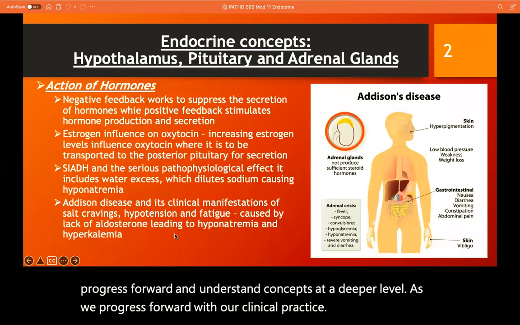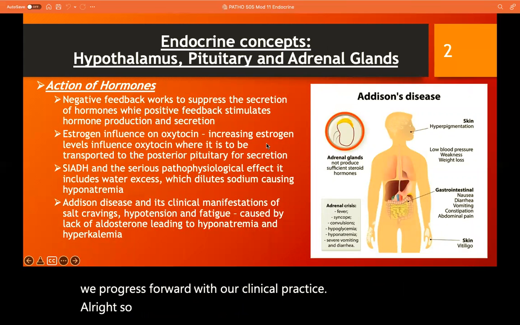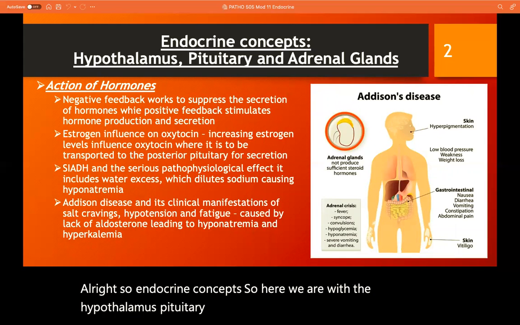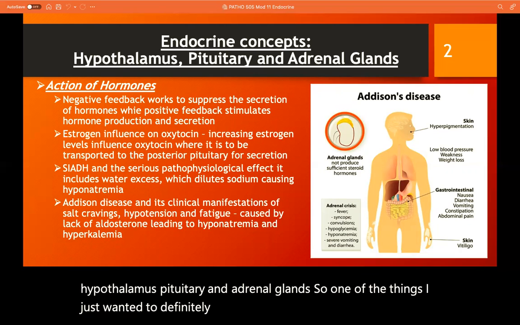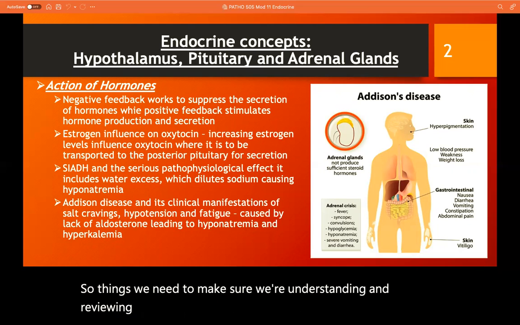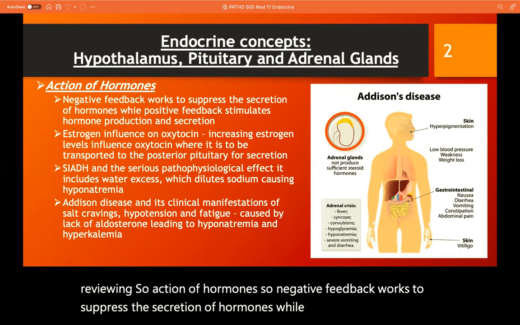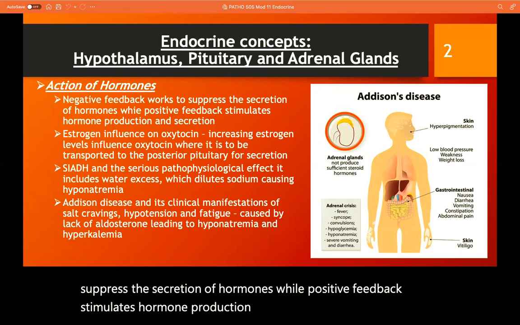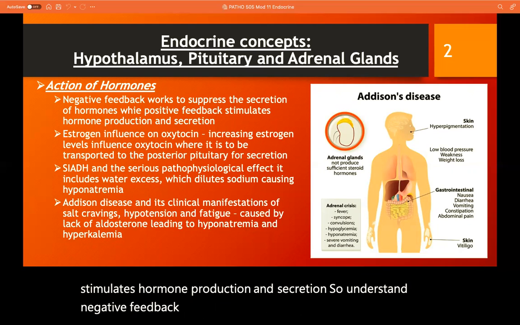All right. So endocrine concepts. Here we are with the hypothalamus, pituitary, and adrenal glands. One of the things I definitely wanted to focus in on was the action of hormones. So action of hormones: negative feedback works to suppress the secretion of hormones, while positive feedback stimulates hormone production and secretion. So understand negative feedback versus positive feedback, okay?